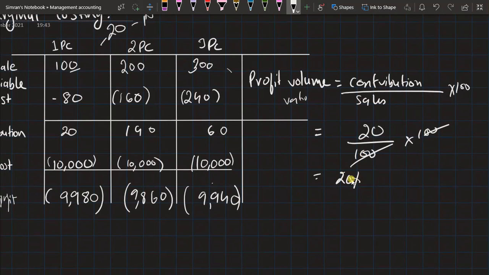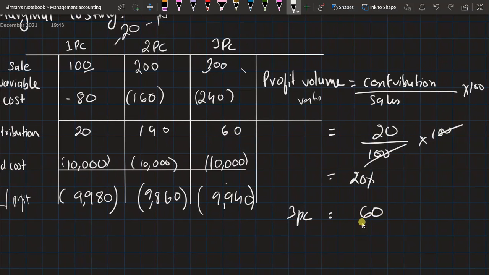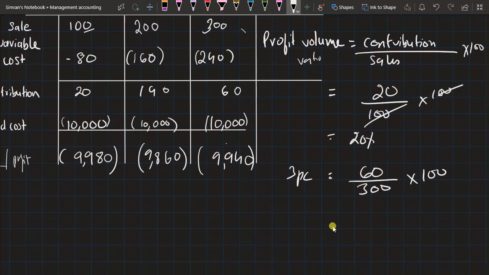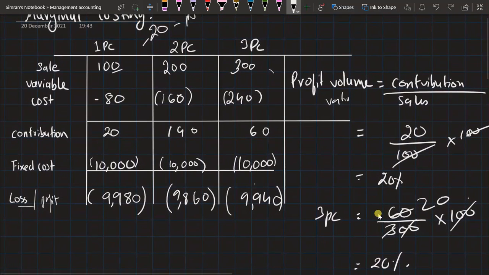Okay, let's look at whether the 20% will remain constant if the number of units changes. So let's look at it here with 3 pieces. For 3 pieces, the contribution is 60, divided by 300 into 100, we still get 20%. See, 20%, so this will remain constant.